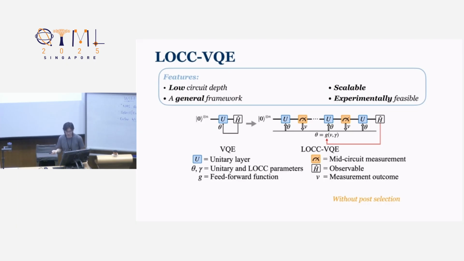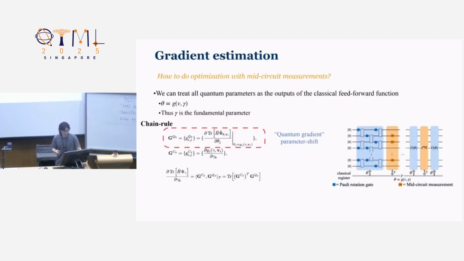The complexity here is that the measurement outcome is random, so you cannot force it to be some value. That is actually the technical difficulty of this new problem. Naively, you can do post-selection, but it will give you a huge overhead. So what we are doing is that we can actually avoid this post-selection and still do this optimizing framework. So this is basically what we are doing.